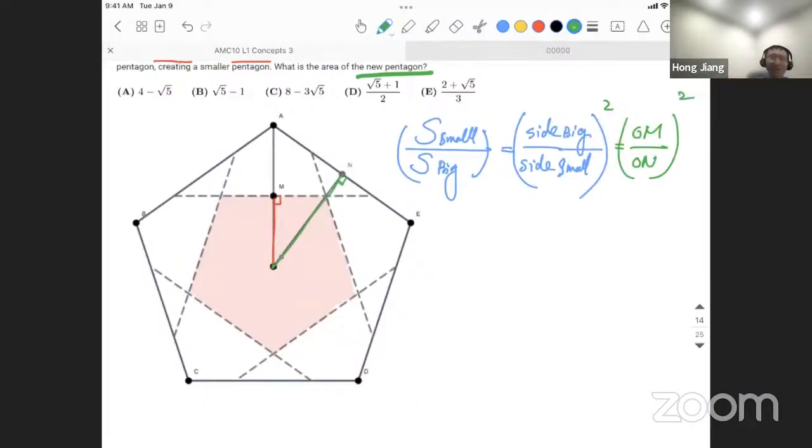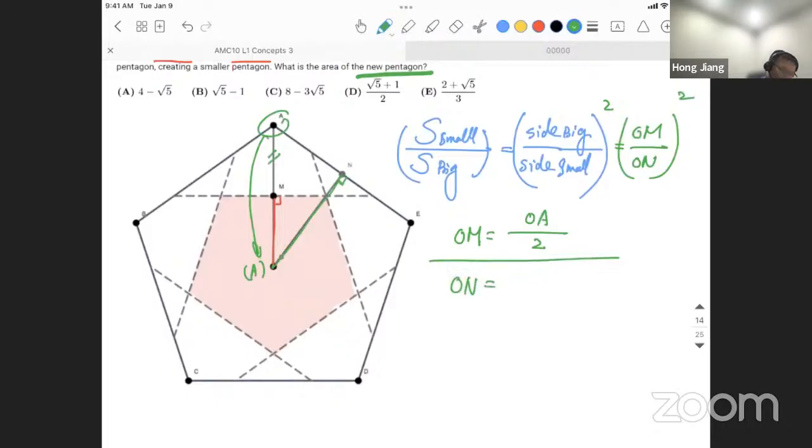So let's try to figure out the ratio between OM and ON. For OM, I'm not worried too much. OM is 1/2 of OA, right? Because this is a folding. The dashed line is actually folding. A will be superpositioned to O. So definitely OM is going to be half of OA.